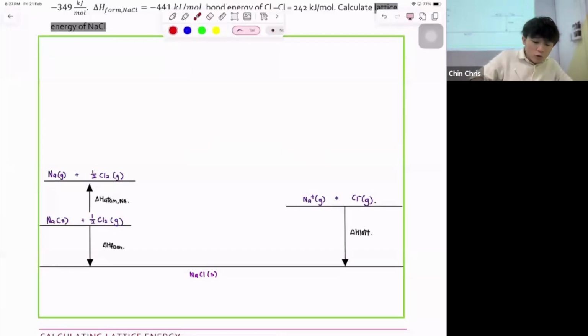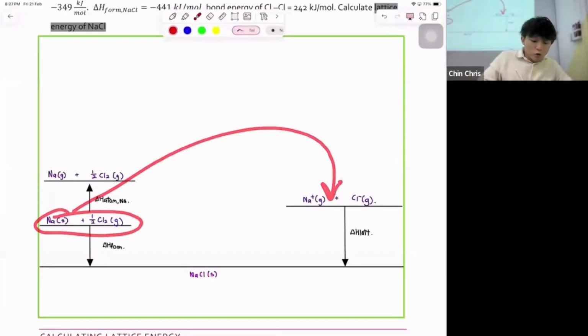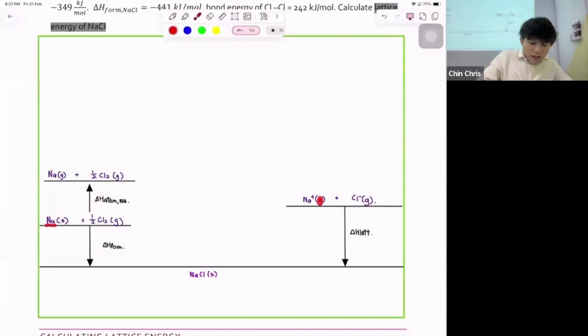Understand? So guys, you have to slowly convert. I have to slowly convert it here. So sodium, I convert the state first. Now you see sodium gas, sodium gas. Alright, guys, you have to convert it by adding a charge.